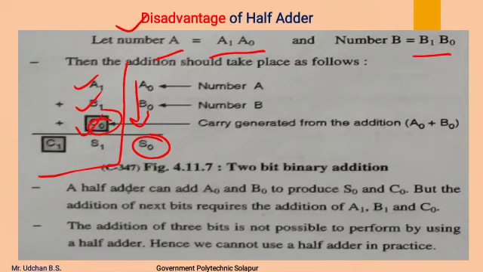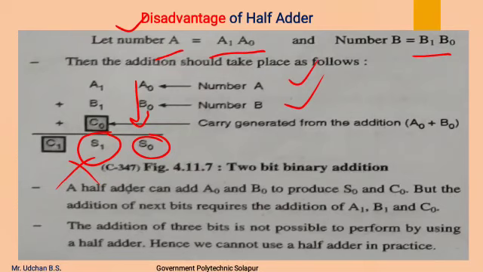Now after this addition, we have to add A1, B1 and the generated carry C0. But as a half adder has only 2 inputs, we can add only A1 and B1. We cannot add C0 with A1 and B1. So we cannot get the next sum 1, which is impossible as the half adder has only 2 input bits. So from this we can say that the addition is done partially. Therefore this adder is called a half adder. This is the main disadvantage of the half adder.